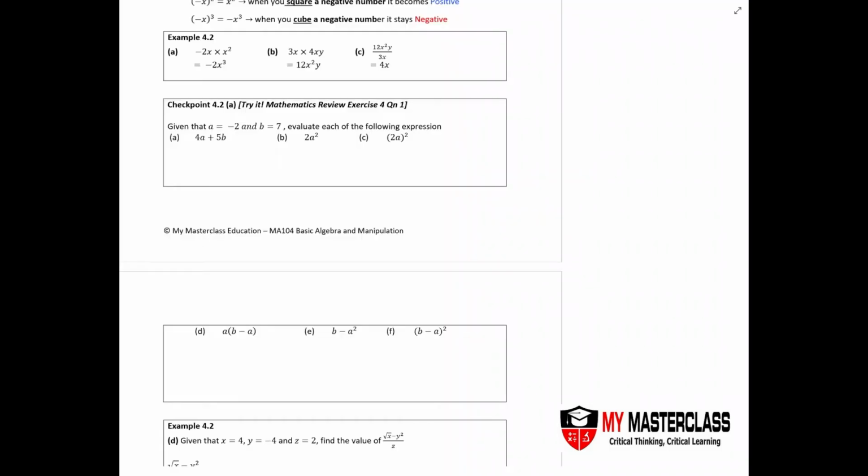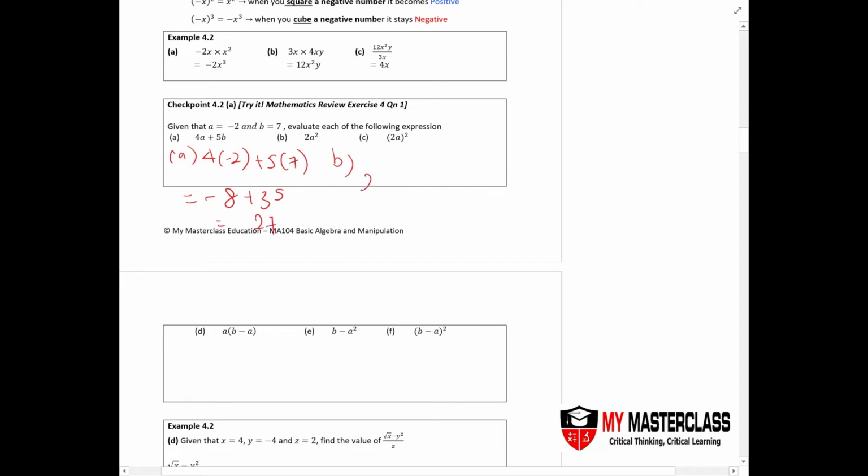Now in the chapter of basic algebra and manipulation, let's take a look at checkpoint 4.2 part A. This is a little bit related to evaluation, in other words, a little bit towards substitution. So what do you do? For part A, you'll put 4(-2) plus 5(7). Once you actually calculate this, you would have -8 plus 35, which would give you 27.